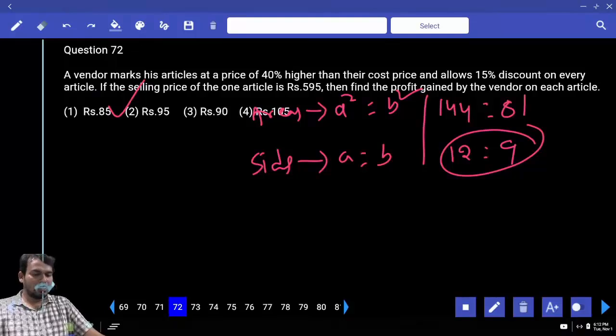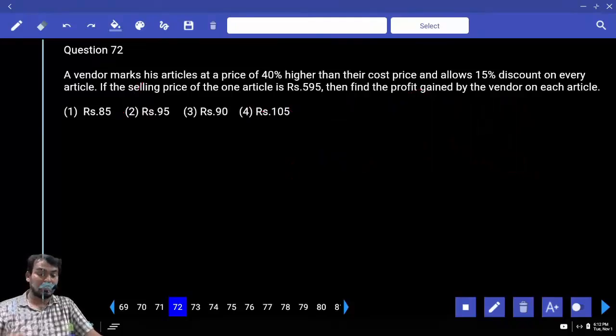A vendor marks his articles at a profit of 40% higher than the cost price, and allows a 15% discount on every article. If the selling price of one article is 595, find the profit gained by the vendor on each article.